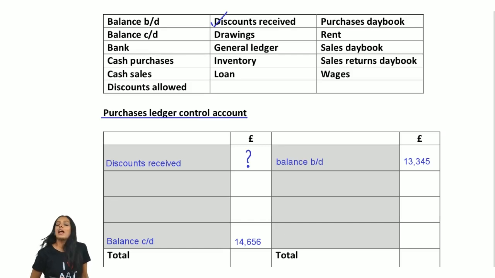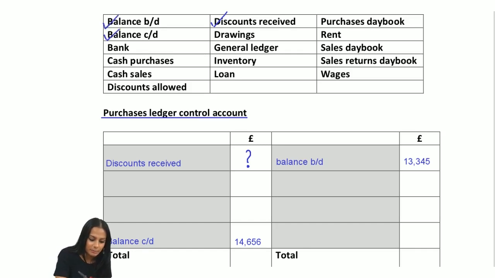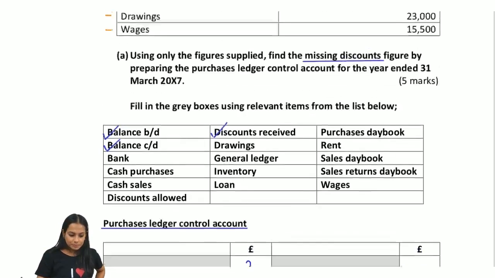$14,656. Now that I've dealt with the opening and the closing balances, I've identified my missing figures, discounts received. Now I have to go through the amounts given to me, receipts and payments recorded in the bank account. And this will allow me to identify how the purchase ledger control account balance would change. So at the top of this page, ladies and gentlemen, I'm going to select balance brought down, balance carried down, so they have been ticked off. Now I go through the items.